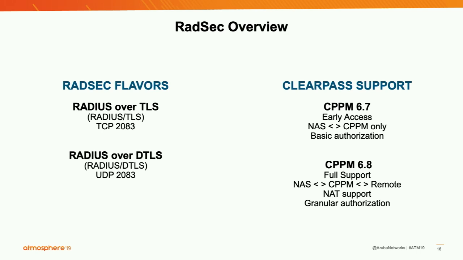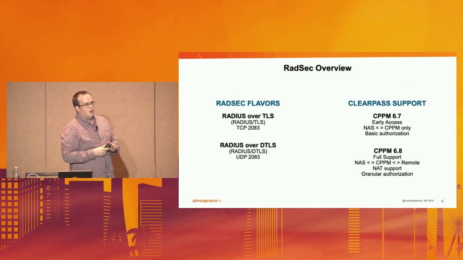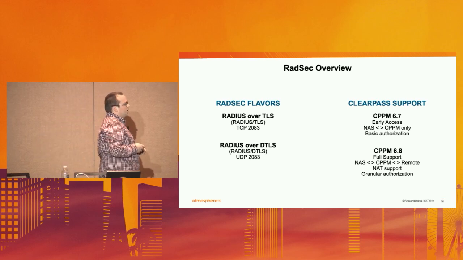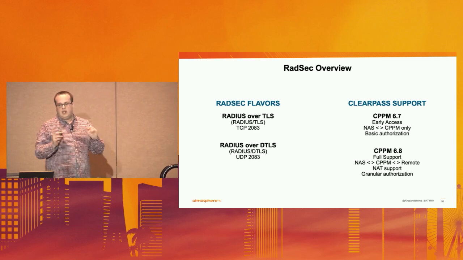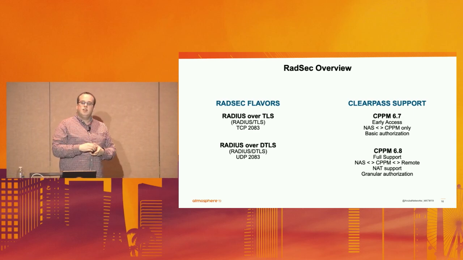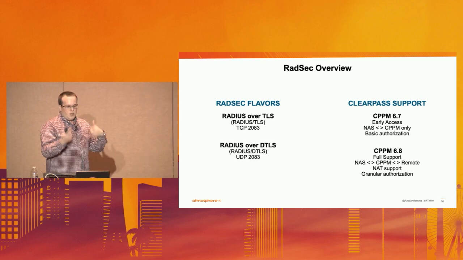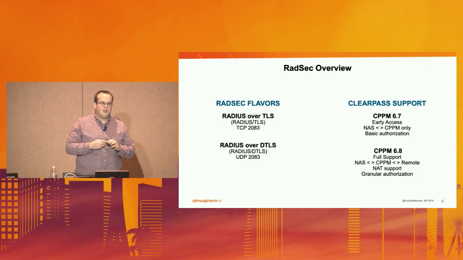RADIUS over TLS obviously uses Transport Layer Security. It's wrapped inside of TLS, and it runs on TCP 2083. And then RADIUS over DTLS uses UDP over the same port 2083. In terms of ClearPass support, we did support it in an early release fashion in a release of 6.7, but that was NAS to ClearPass only. We did not support a proxy use case, and we only had a basic level of authorization for the certificate. 6.8 is what we're calling full support, where it's ready to go for all use cases.